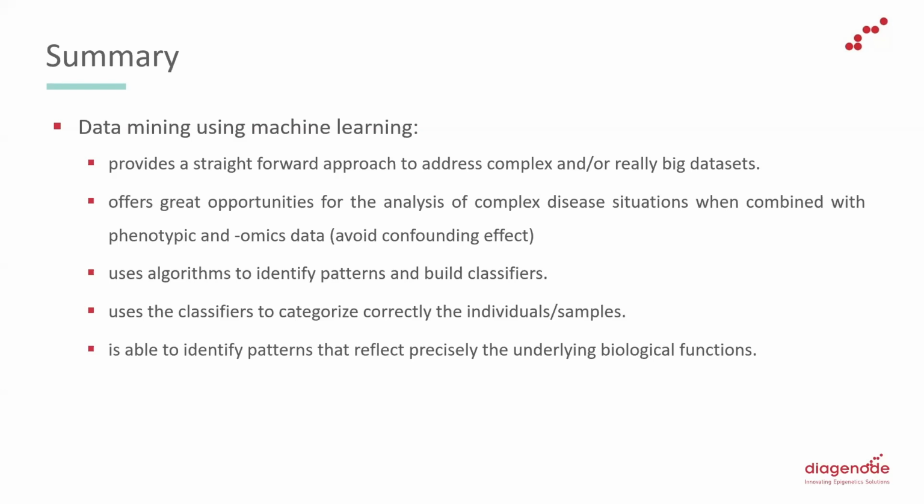So what data mining using machine learning gives us here is a straightforward approach to address complex and or big data sets in a very efficient way. It offers great opportunities for the analysis of complex disease situations when we can combine it with phenotypic and other omics data. In this case, from phenotype perspective, we have only diseased, non-diseased, which is working very straightforward here, but in other situations, we very often have also additional other data, which we can very easily also integrate in our analysis strategies. So we use algorithms to identify patterns and build classifiers, and we use the classifiers very simply then to categorize and predict in principle the individual samples.